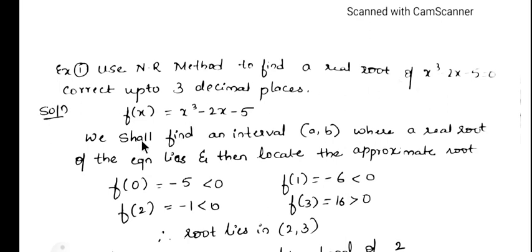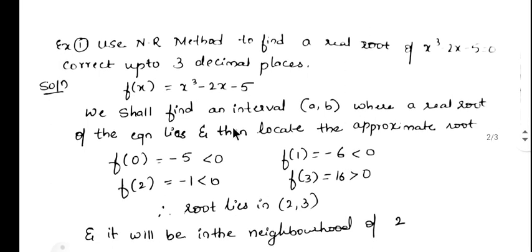Here f of x is equal to x cube minus 2x minus 5. First step, I have to find a and b. What are the values of a and b? For a and b, I have to substitute from 0. That is, if I substitute x as 0, the given equation becomes 0 cube minus 2 into 0 minus 5, which is minus 5, less than 0.